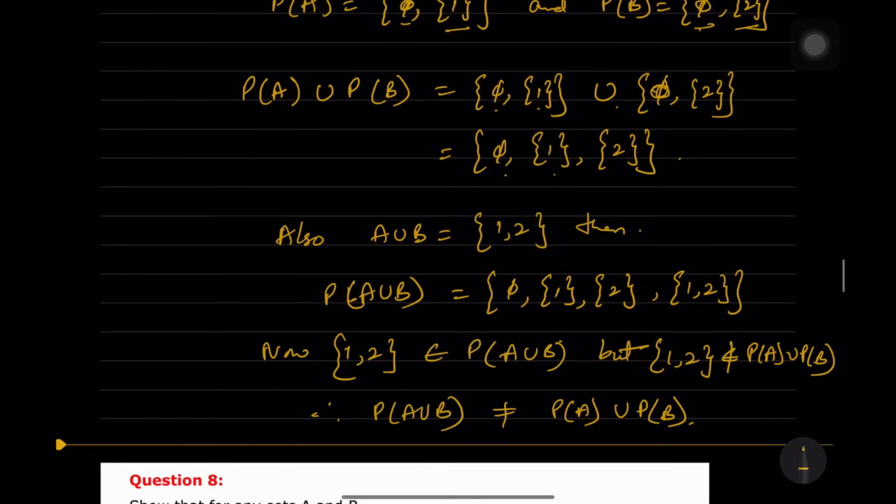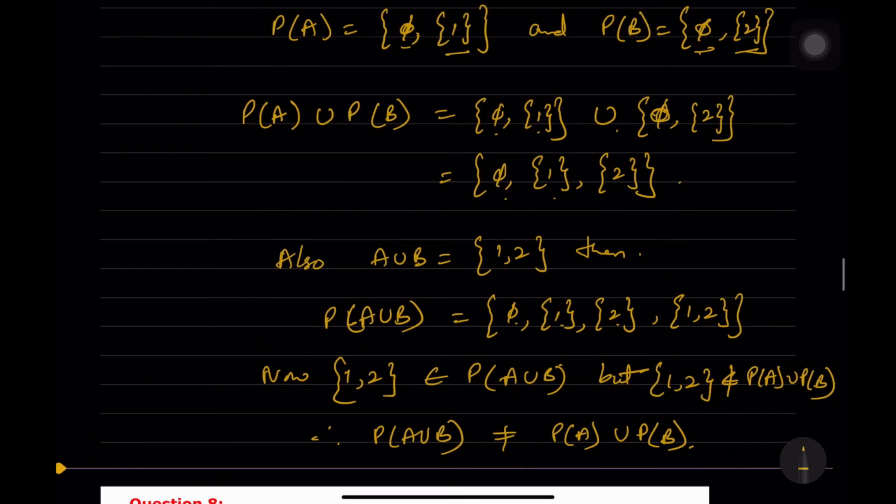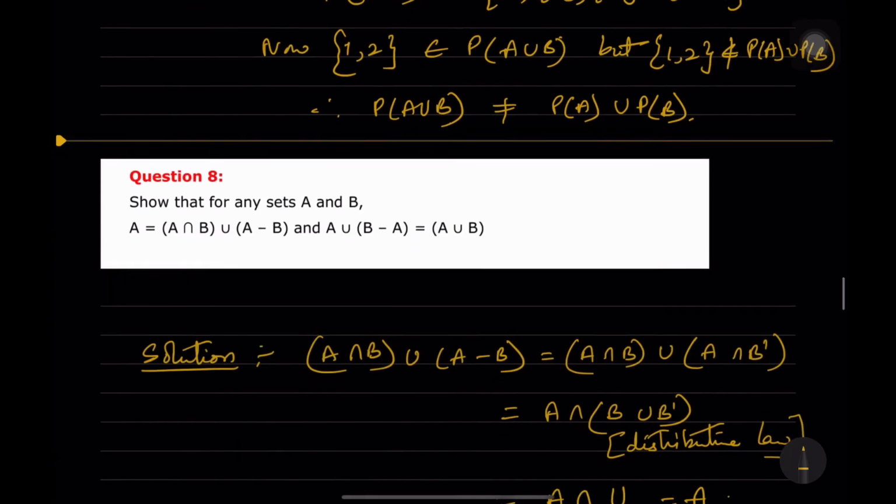Now also A union B is equal to {1, 2}. Then what is the power set of A union B? You will have empty set, {1}, {2} and {1, 2}. So therefore now {1, 2} belongs to P of A union B. But {1, 2} does not belong to P of A union P of B. You can very clearly see that {1, 2} doesn't belong to this set. So therefore P of A union B is different from P of A union P of B.